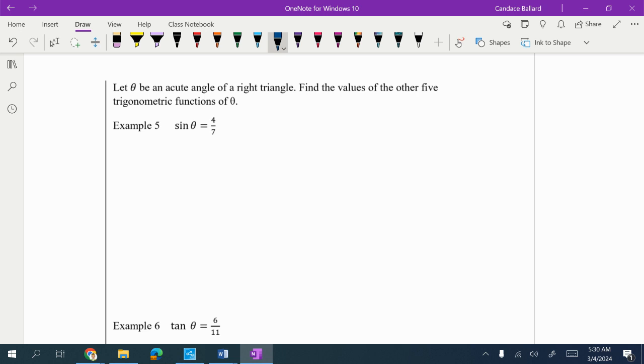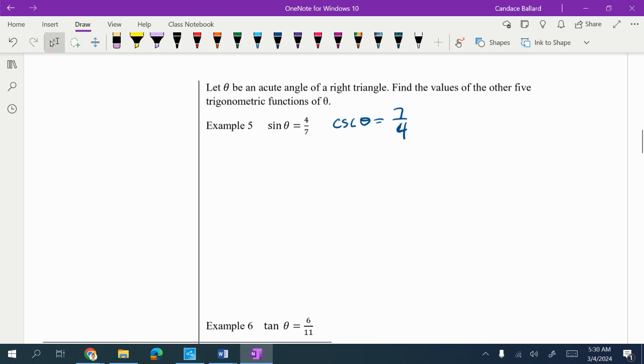So I know the reciprocal of sine is cosecant. So I'm going to immediately get cosecant is 7 over 4, and now I only have 4 more to worry about. So what I'm going to do is I'm going to draw a triangle. In my triangle, I know sine is opposite over hypotenuse. So on my opposite, I'm going to put a 4, and my hypotenuse, I'm going to put a 7.